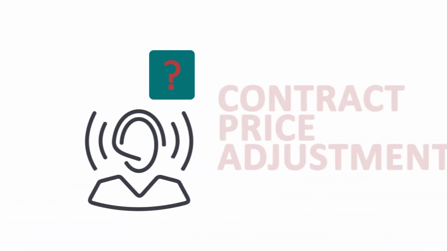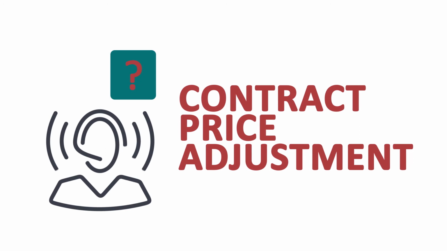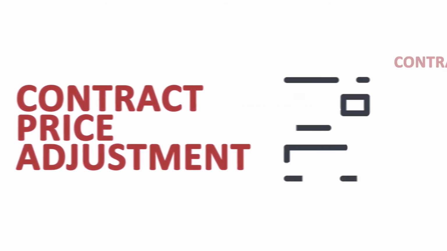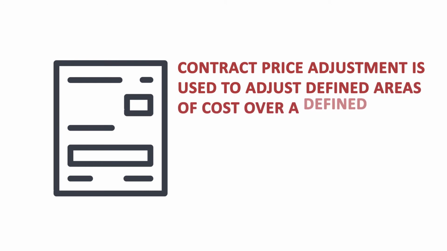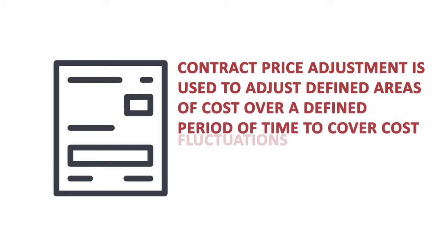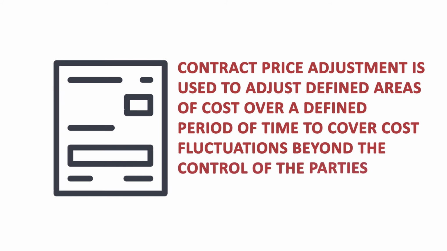So what is contract price adjustment? Contract price adjustment is used to adjust defined areas of cost over a defined period of time to cover cost fluctuations that are beyond the control of parties to a contract.